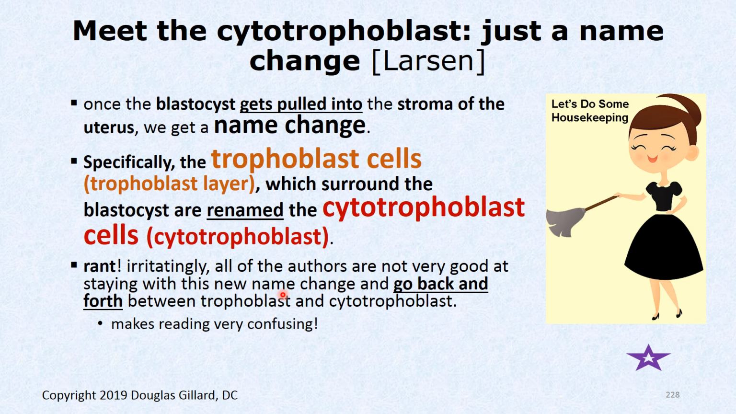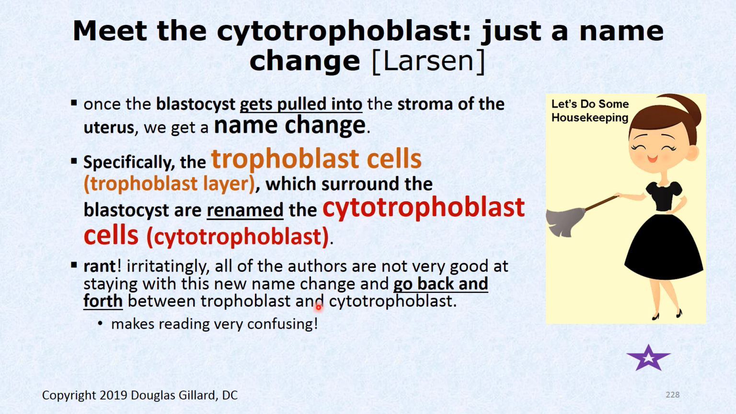So once it gets in there, the trophoblast layer, we're not going to call it trophoblast. We're going to change the name and call it cytotrophoblast. Right? So it's cytotrophoblast cells. They were trophoblast cells. Same thing. I go on a big rant. Authors seem to forget this, and they keep going back and forth. You ever try to read an embryology book? You'll never figure this story out by reading any of these books. You have to read like three or four of them, and then you can get the story. And then you even have to go into PubMed and pull out some papers where the researchers are pretty good at explaining stuff. But anyway, it's just a name change.